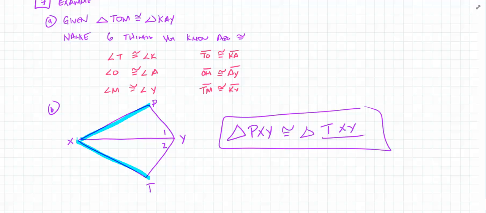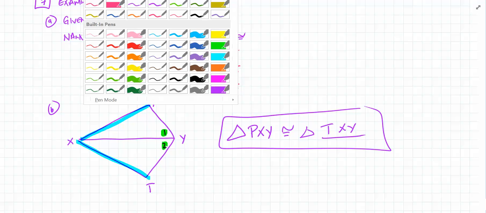Okay. What about this angle here? Angle 1 and angle 2. Are those congruent? Yes. Why are those congruent? Because CPCTC. You don't ever use common side for anything. No, you do use common side for something. Which one is the common side? The middle one. That's the common side. Yeah, we are going to use common side for something.